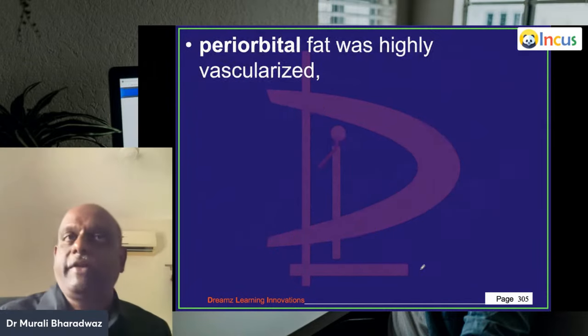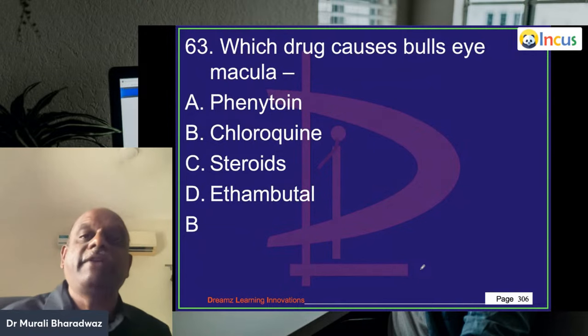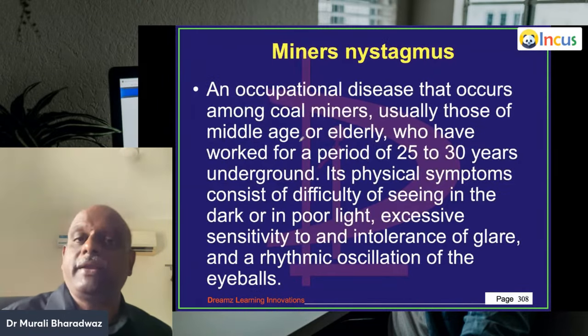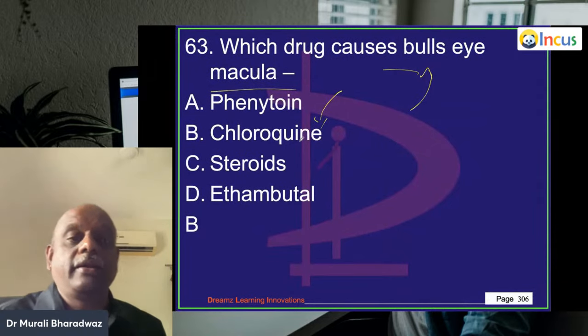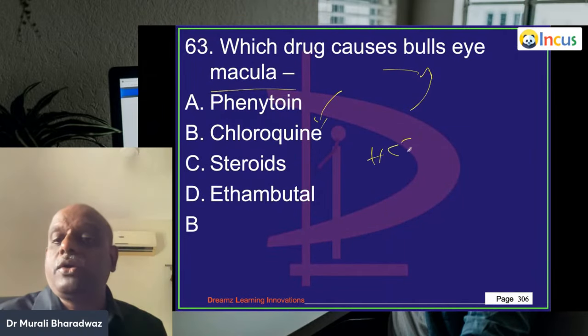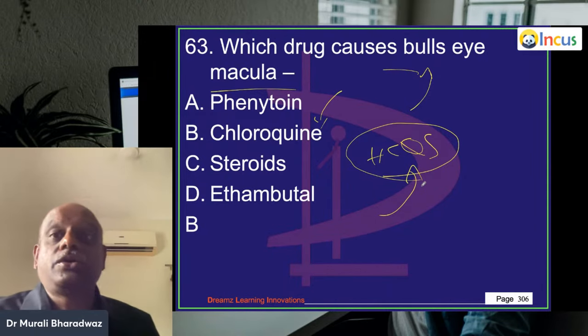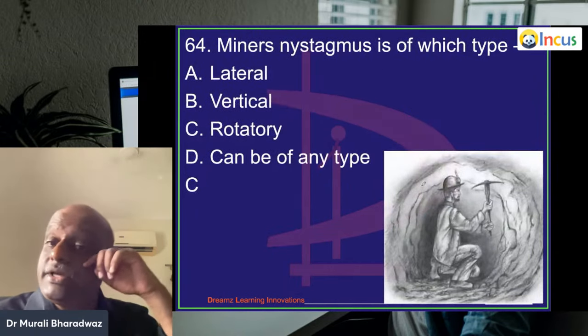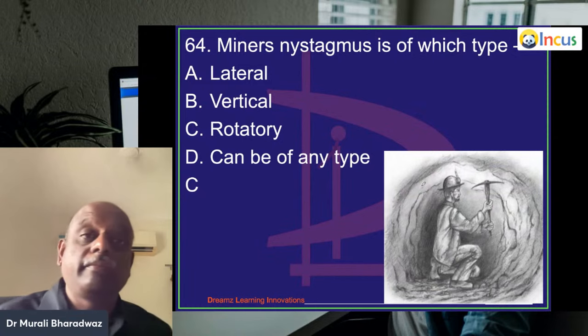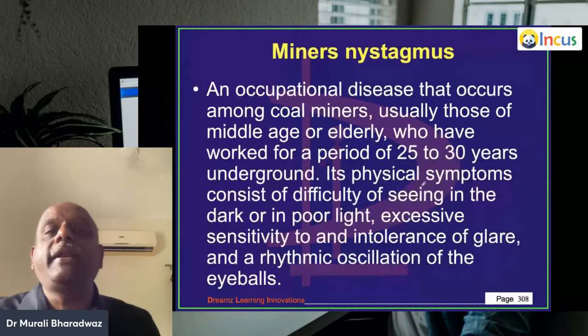Peribulbar injection is given into the periorbital space. Periorbital fat is highly vascularized. Bullseye macula is a feature of chloroquine toxicity. Like we give hydroxychloroquine for a long period of time, so you need to check their eyes for bullseye maculopathy. Minor's nystagmus is a rotatory nystagmus.